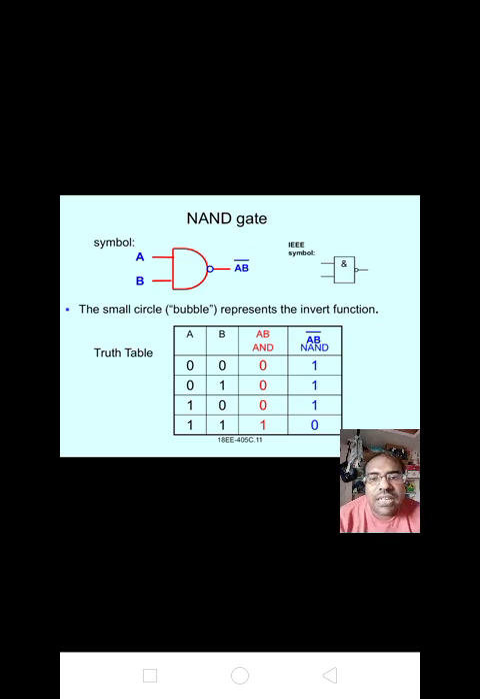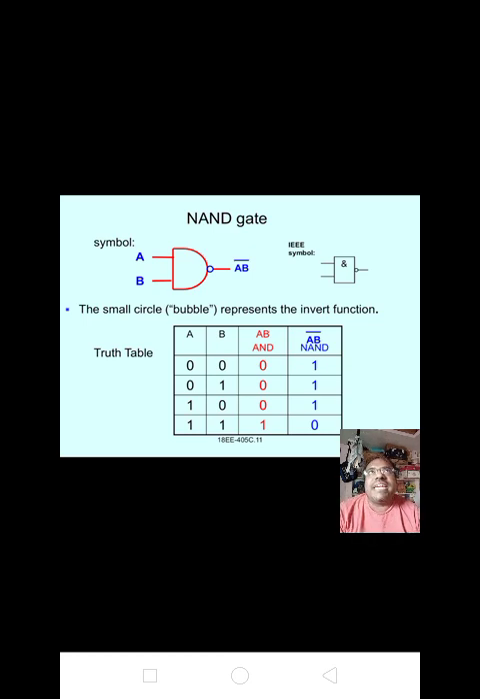Okay, once again I am repeating the symbol for the NAND gate. This symbol is like that of an AND gate, but at the tip of the AND gate a small circle is placed. That circle represents the invert function. A and B are the inputs for the NAND gate and the output is Y equal to AB bar. The IEEE symbol is also shown at the side of the NAND gate symbol. The small circle, that is the bubble, represents the invert function.